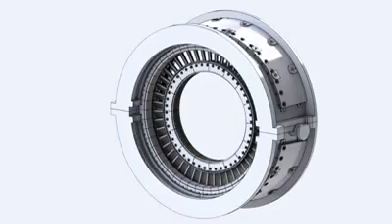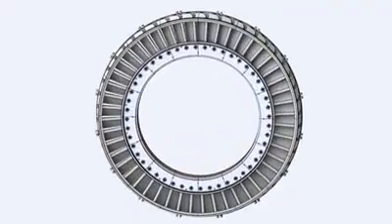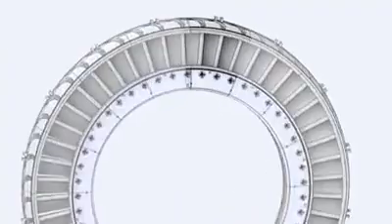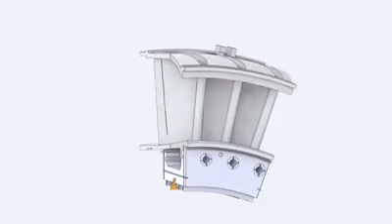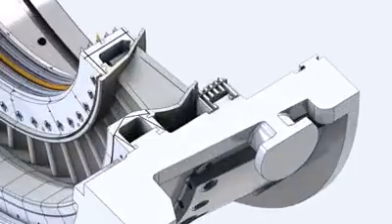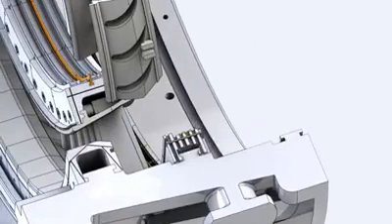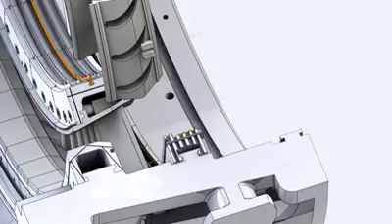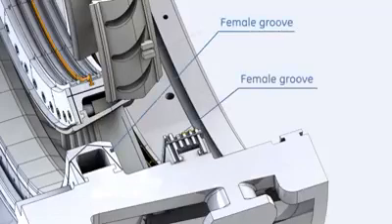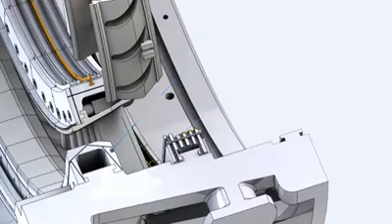Hot gases leaving the first stage rotating buckets are expanded again and directed to the second stage rotating buckets by the second stage nozzle. The second stage nozzle set consists of 16 segments. Each segment contains 3 airfoil partitions. The nozzle segments are assembled by fitting the male hooks on the forward and aft sides of the outer sidewall into the female groove on the aft side of the first stage shroud and on the groove on the forward side of the second stage shroud.